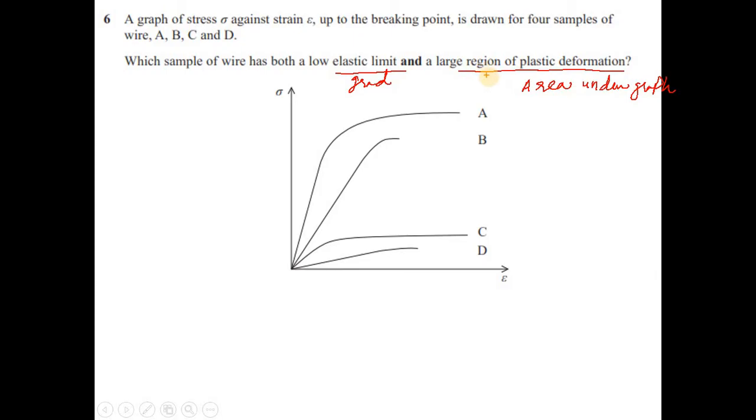So large region means large area under the graph, under the plastic deformation or permanent deformation. If you see the lower elastic limit, A and B have a high elastic limit because of higher gradient. C and D have a low gradient, that means low elastic limit, but we need a low elastic limit as well as a large region, so large area. So option is C. C has lower elastic limit and large area under the graph, showing large plastic deformation.